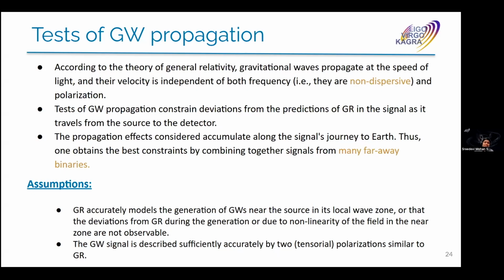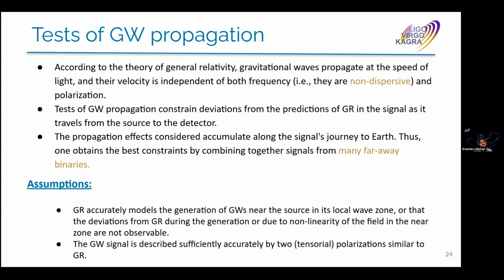The first one is GR accurately models the generation of gravitational waves, or the deviations from GR during the generation are not observable, so that any deviations observed are entirely due to the propagation effects. This assumption is excellent in most of the cases. For example, for the case of a massive graviton, the Yukawa length scale derived from the posteriors of the mass of graviton is of the order of 10^11 times the maximum distance between the binaries. So basically, the distance between the binaries over the Yukawa length scale is a measure of the deviations from the Newtonian potential. So here, for our case, it is of the order of 10^-11.